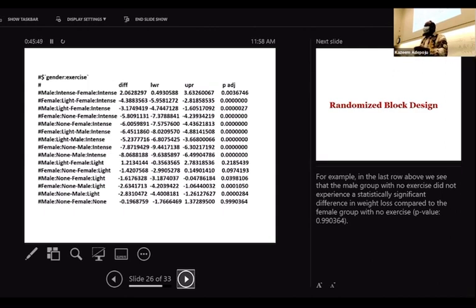This is the multiple comparison that I talked about the other time. This multiple comparison is for interaction. There are going to be a lot of interactions. The one that is not significant is male none and female none. Sorry, male light and female light. When the male is doing light exercise and the female is doing light exercise, there's no significant difference because it's light.